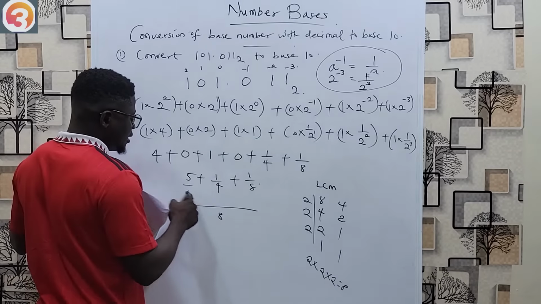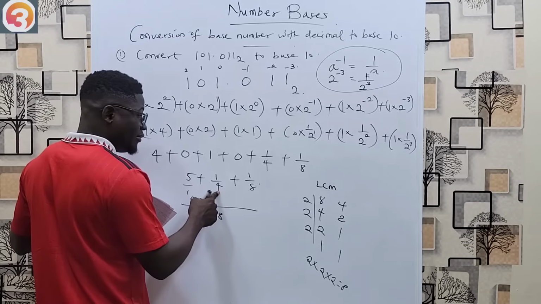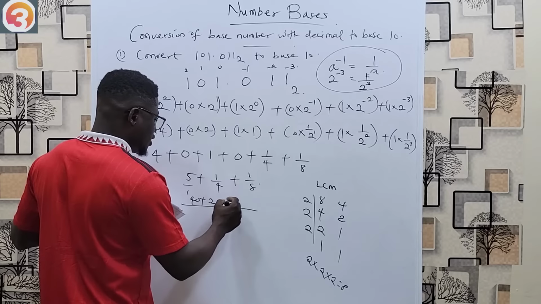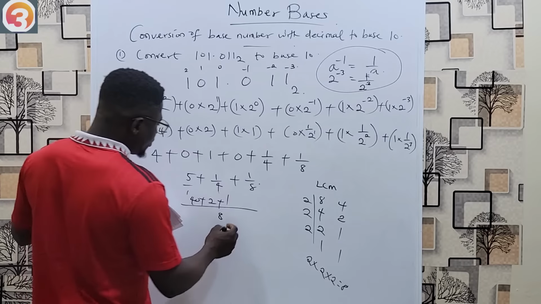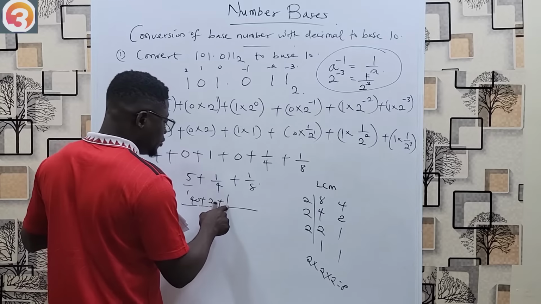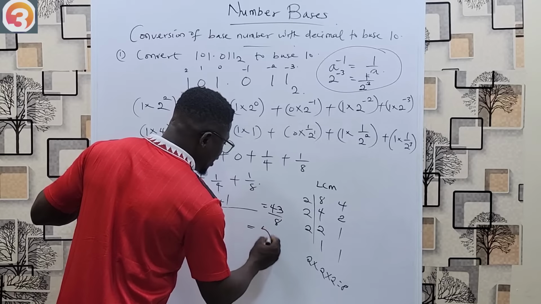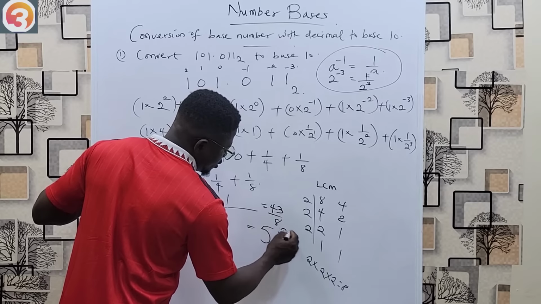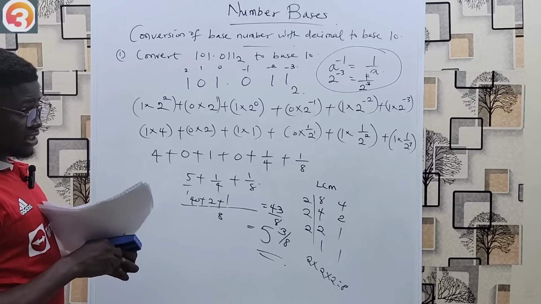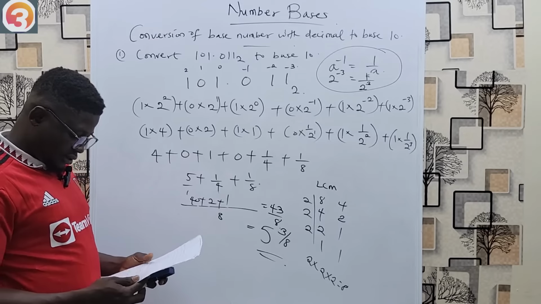So now 8 divided by 1 is 8. 8 times 5 is 40. Then plus 8 divided by 4, which is 2. 2 times 1 is 2. Then plus 8 divided by 8 is 1. 1 times 1 is 1. So what will our result be? 40 plus 2 is 42. 42 plus 1 is 43. It's 43 over 8, which is equal to 5 whole number 3 over 8. So 8 goes into 43 5 times, remainder 3 over 8. So you see, that is our final result.